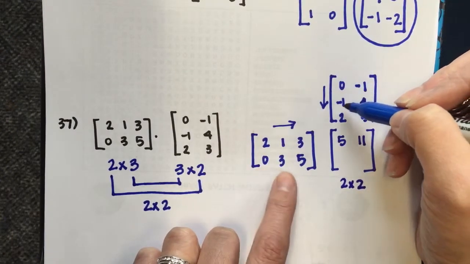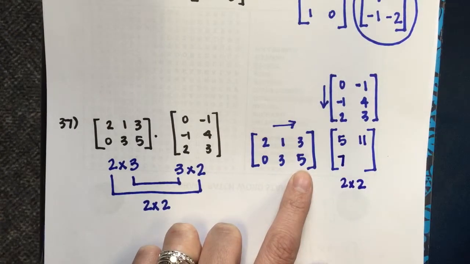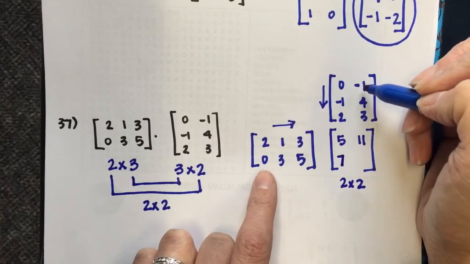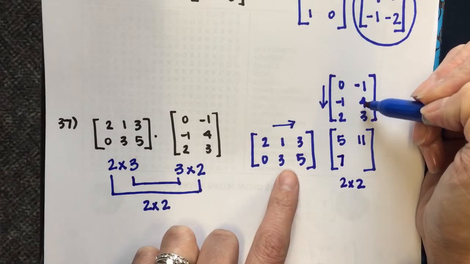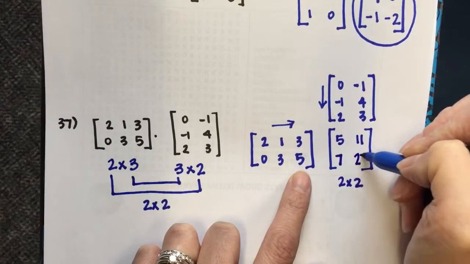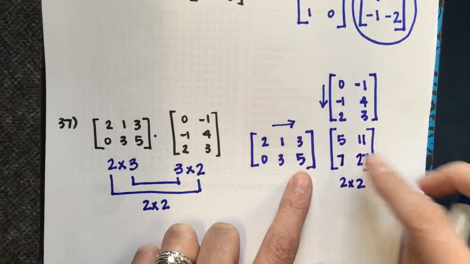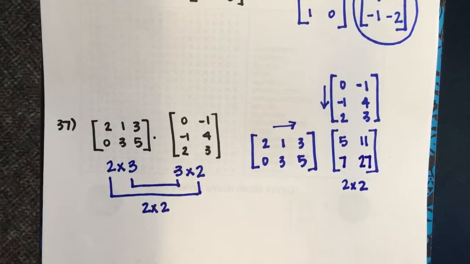0 minus 3 plus 10 is 7. 0 plus 12 plus 15 is 27. So both my rows, both my columns are filled up. That's the product.